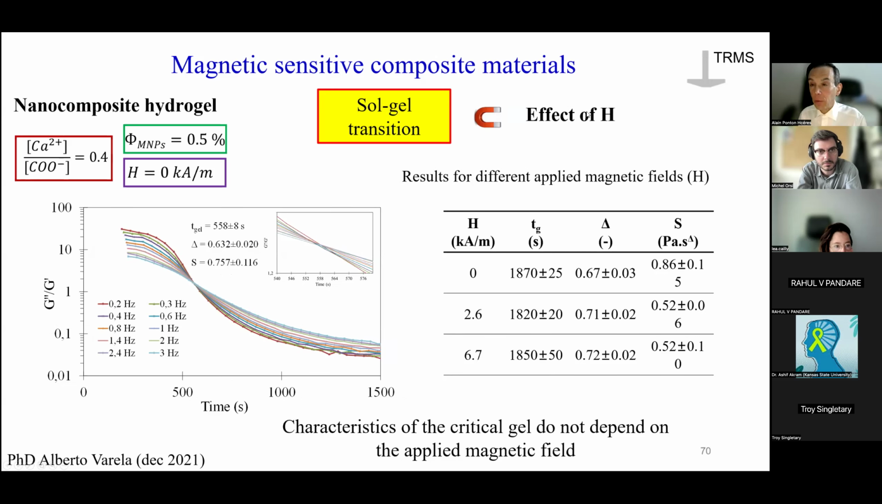Now, the effect of the magnetic field. You can see also the result on the critical gel, and in our experimental conditions, it seems that the magnetic field has no effect on the sol-gel transition. But we will see that when we investigate the properties of the totally gelled composite, it is not the same.